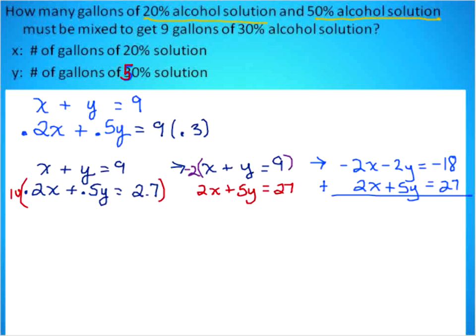Adding the equations together, the x's cancel. I get 3y equal to 9. Dividing both sides by 3 gives me y equal to 3. Now what does y represent? Y represents the number of gallons of 50% solution. So I have that there are 3 gallons of 50% solution.